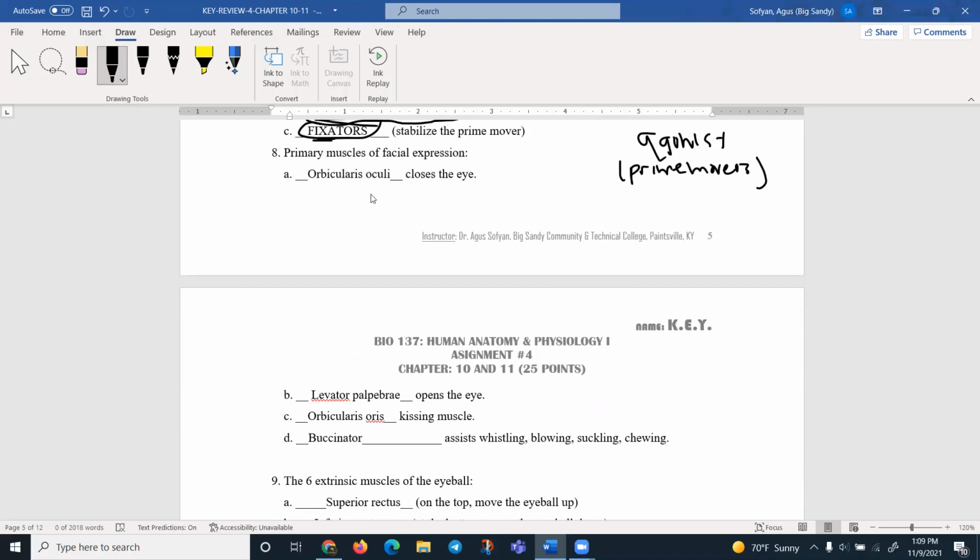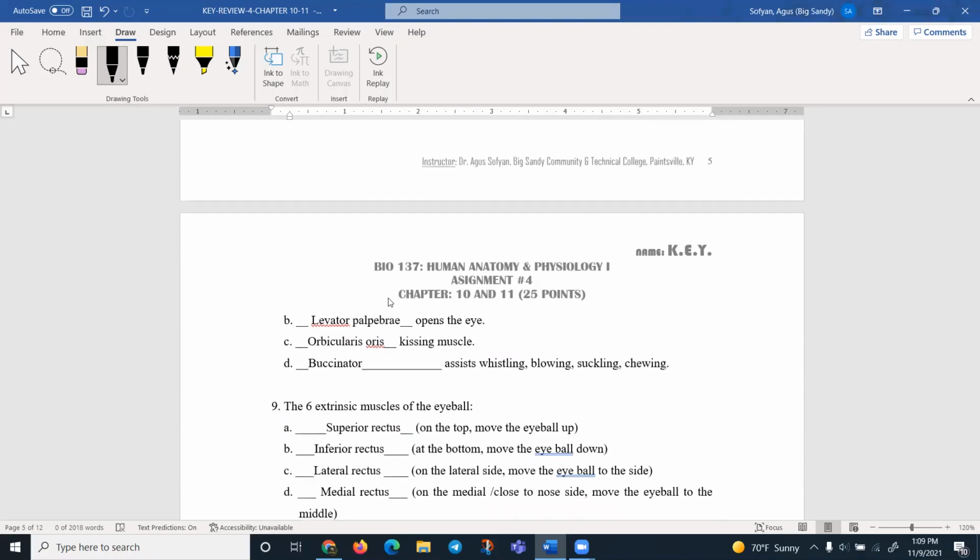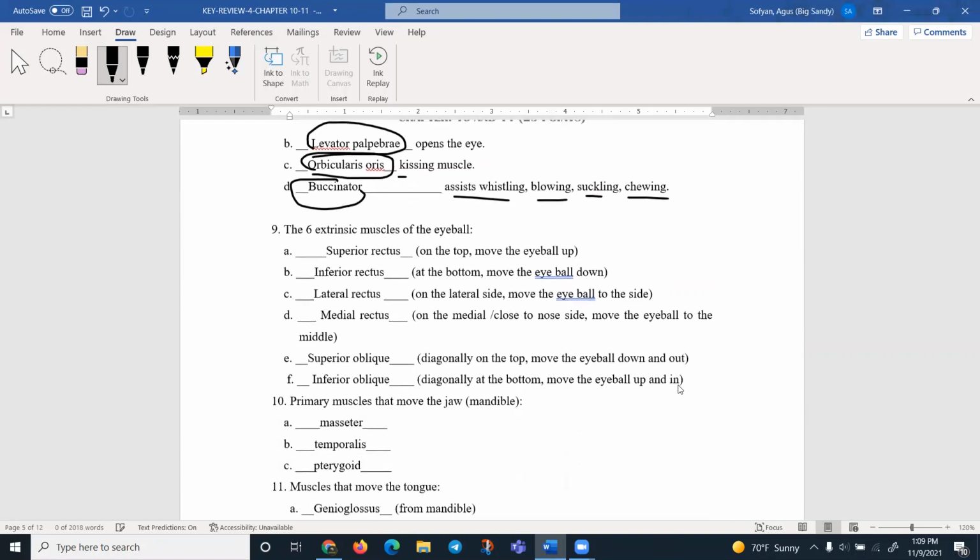Muscles of facial expression: orbicularis oculi, this is the one that closes the eye. Levator opens the eye, the eyelid. Orbicularis oris, this is the circular muscle in the mouth used for kissing. Buccinator, this is the muscle in the cheek that is used for whistling, blowing, suckling, and chewing.